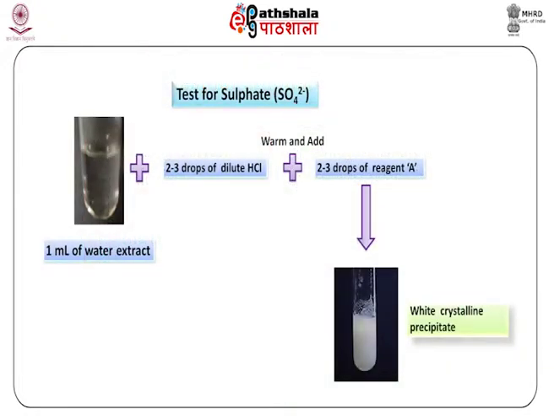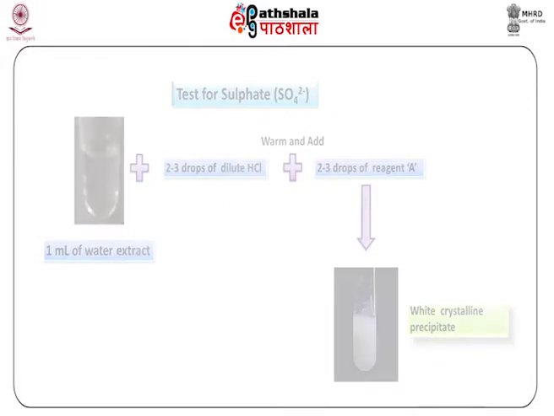The test is carried out by taking 1 ml of extract in a clean test tube and then adding 2 to 3 drops of dilute hydrochloric acid to it. The test tube is then placed in a water bath at 100 degrees Celsius for 5 minutes and 2 to 3 drops of reagent A is added to it. Formation of white crystalline precipitate indicates the presence of sulfate ion.